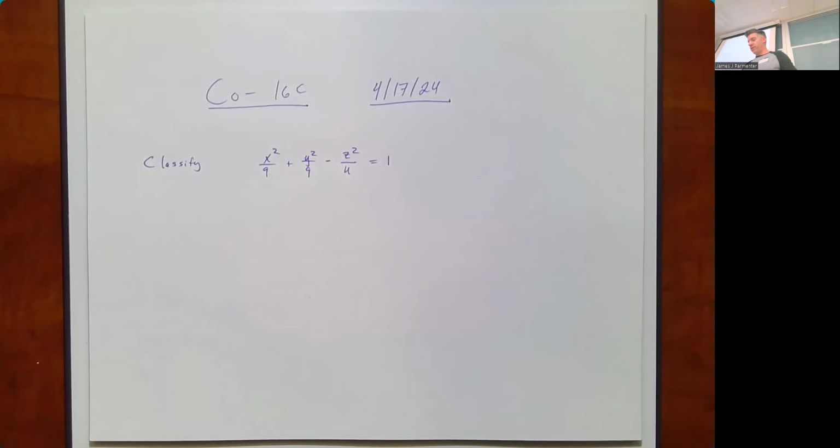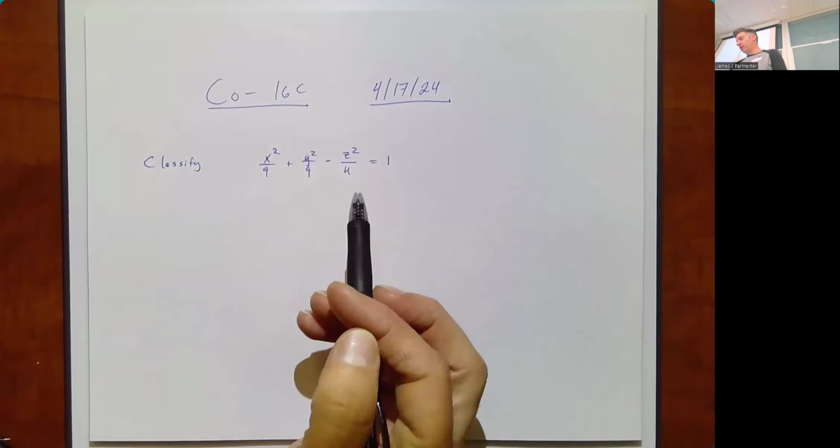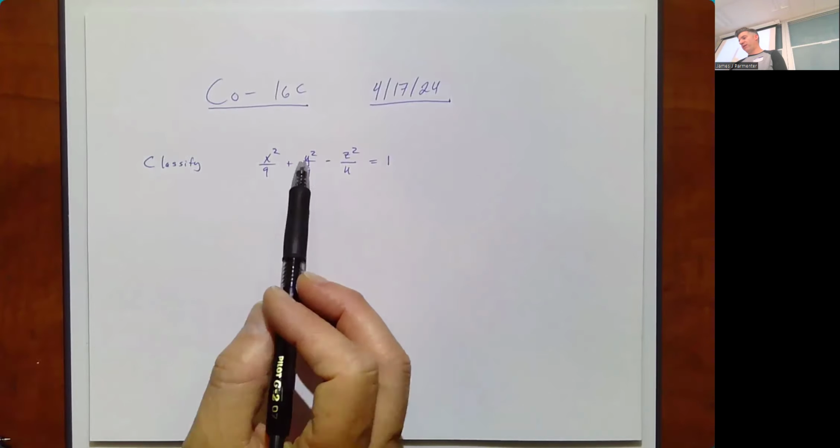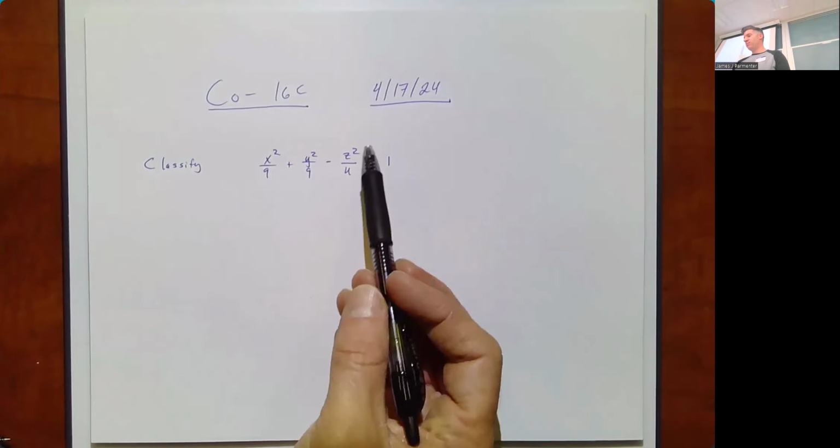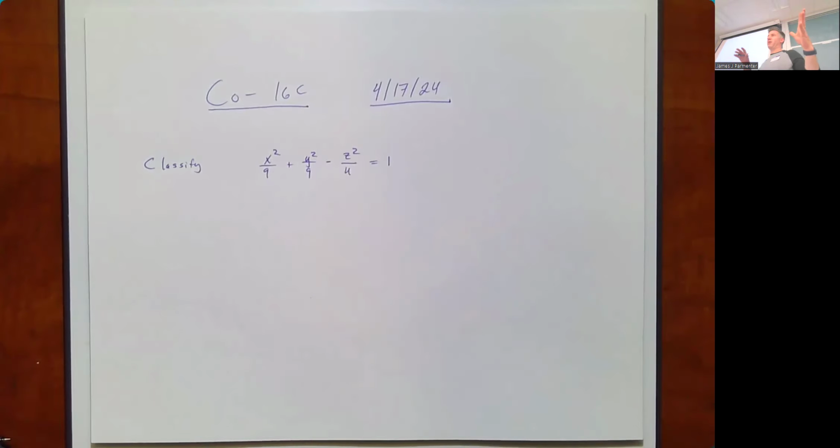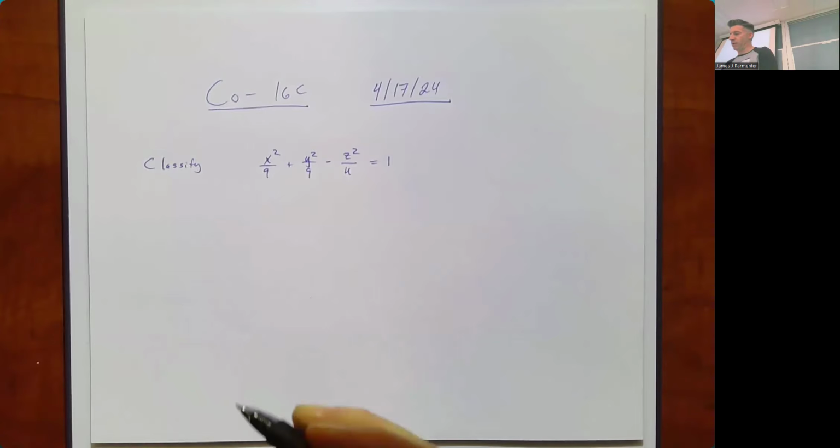I would also point out that when I'm looking at this, I've got a plus, and the minus. The minus being on the z means whatever's happening in the xz and the yz planes is probably going to be pretty similar. And whatever's happening in the xy plane is probably going to be a little bit different. So let's see what's happening.